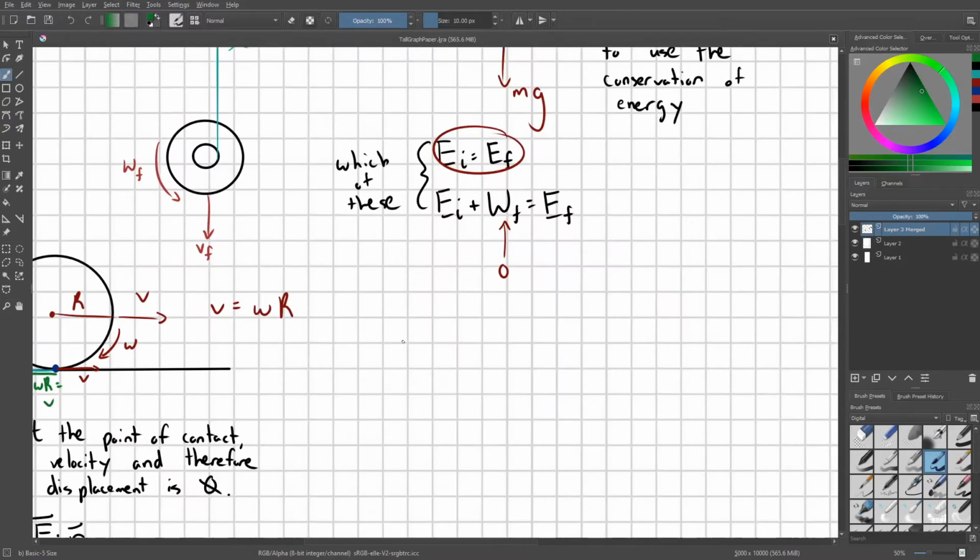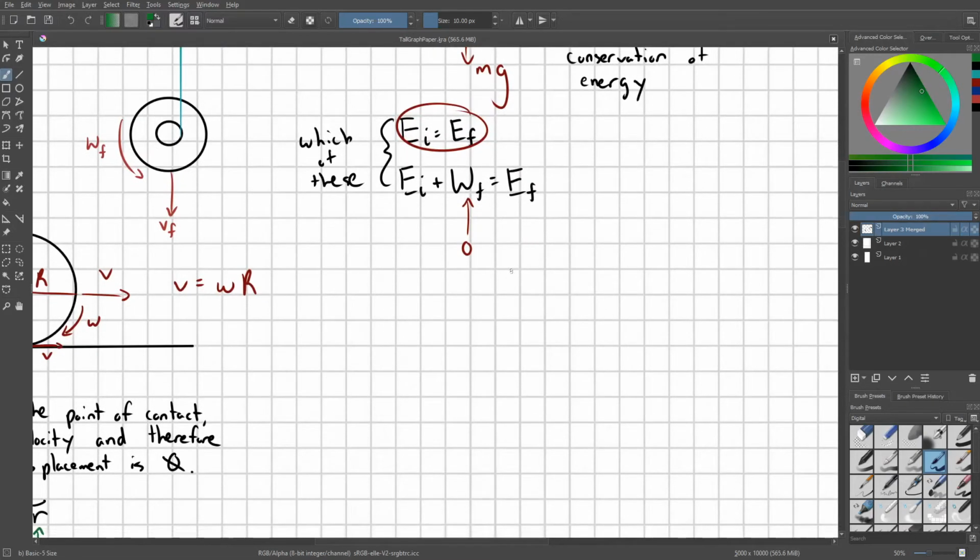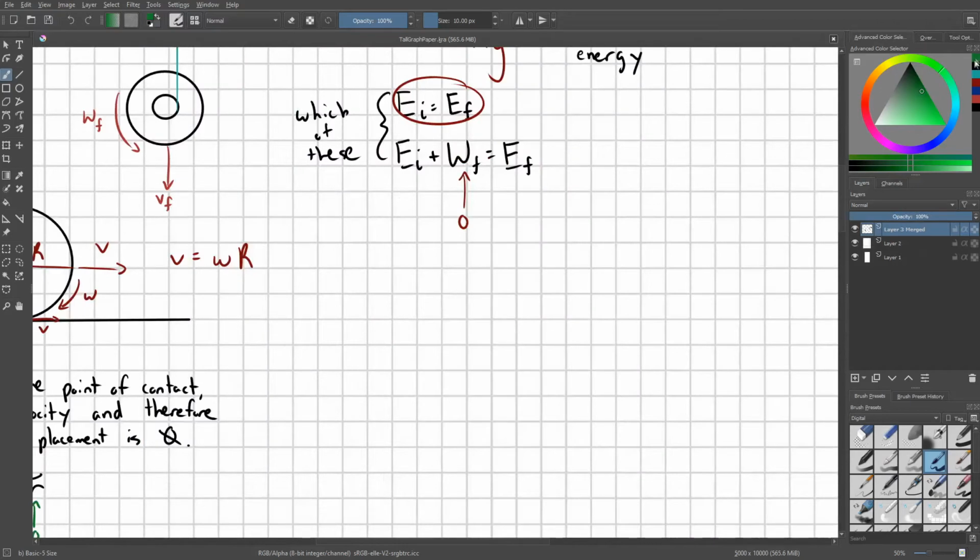So that's what lets us come up with the conclusion that we can use the conservation of energy to tackle this problem. Now that we know that, let's go ahead and list out the following. What's our initial potential energy? What's our final potential energy? What's our initial kinetic energy? And what's our final kinetic energy?